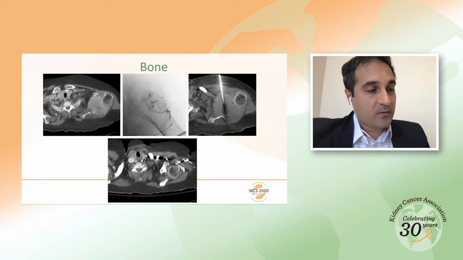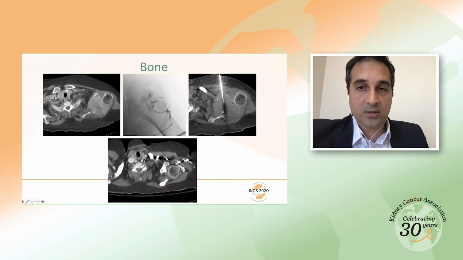Continuing along this theme of combination approaches, this is a large lesion involving the scapula, and because of its size, we elected to proceed with both transarterial embolization, as you can see here, followed by cryoablation, which you can see here. With the combination of the two procedures, we were able to achieve excellent local control, and 2 years later, this lesion remains completely treated.